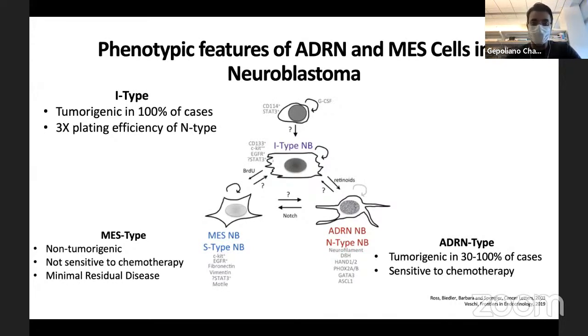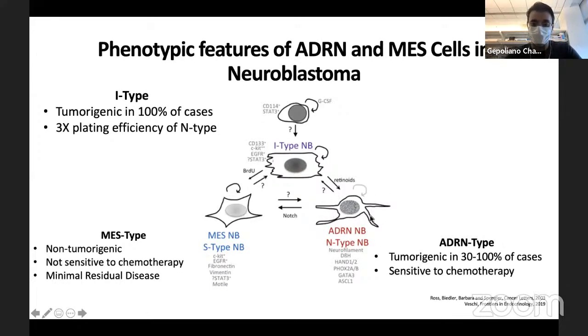So the problem with neuroblastoma, you can think from this perspective. The tumor is formed basically of a heterogeneous mass of cells. And I want to highlight to you that there are two major cell types in a neuroblastoma tumor. These two major types are the adrenergic type, which seems like a neuron.